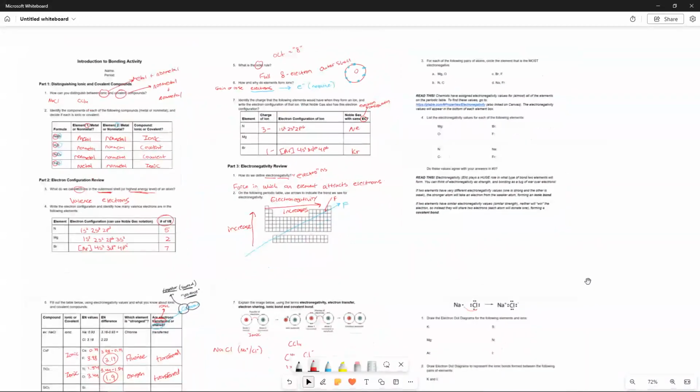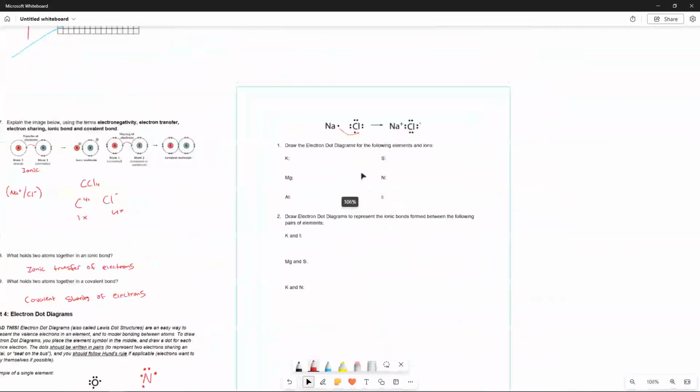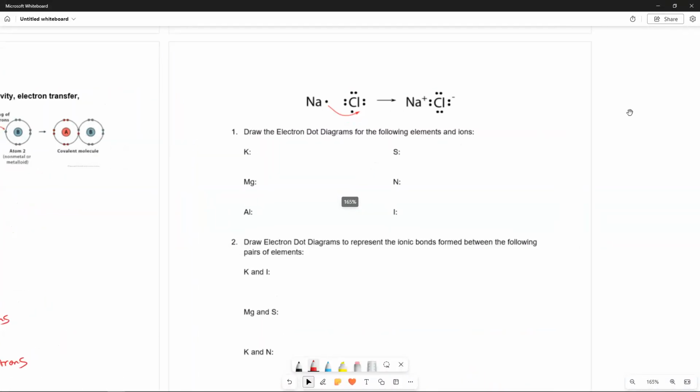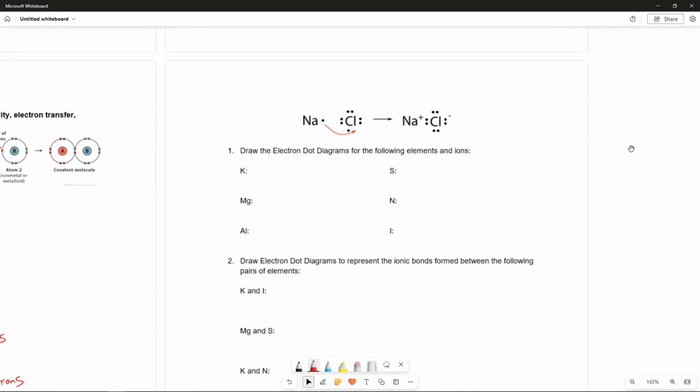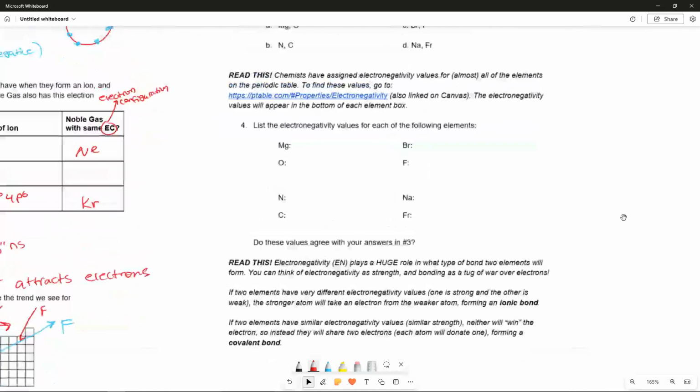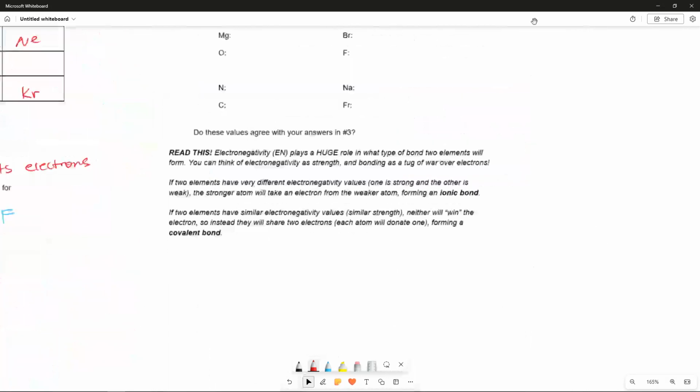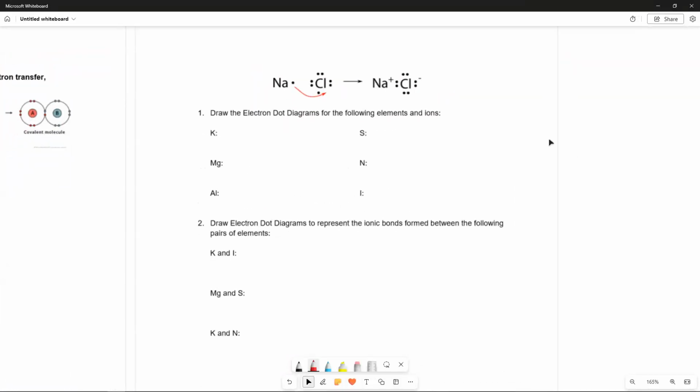What is wrong with this worksheet? All right. Let's take a look at this then. And we're gonna circle back to this page here because I think I skipped it by accident. Sorry about that.